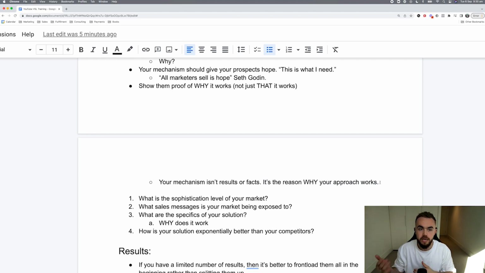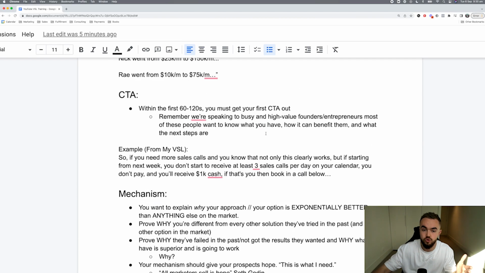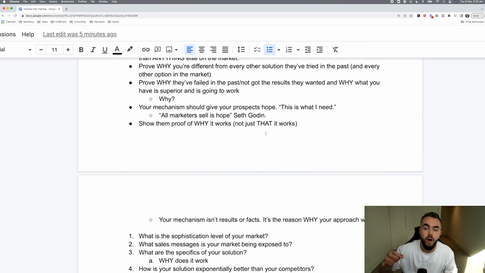For example, in my VSL, my mechanism, I always talk about the fact that the reason why this frontal cortex funnel works so well is because of the way our brains are structured. Basically, we have 3 parts of our brain. There's the croc brain, the midbrain, and the frontal cortex, or the neocortex, right? The neocortex is the youngest part of our brain, and it's where all of our logical thought processes and reasoning are held, right?